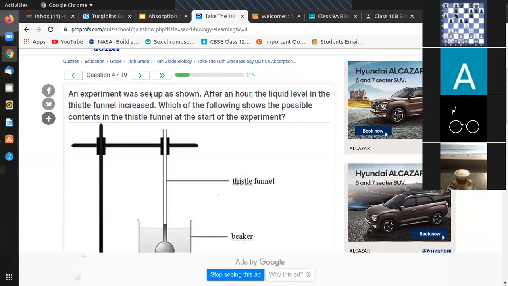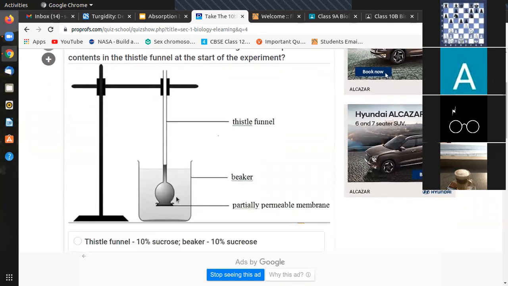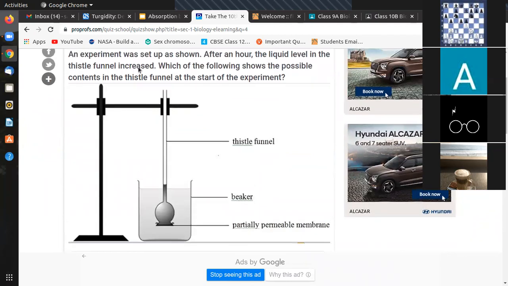Okay, so an experiment was set up as shown. After an hour, the liquid level in the Thistle funnel, now this is the type of Thistle funnel, increased. Which of the following shown is possible content in the Thistle funnel at the start of the experiment?